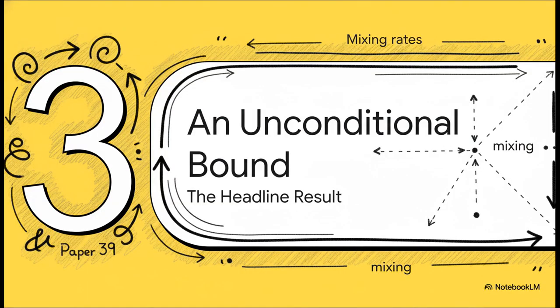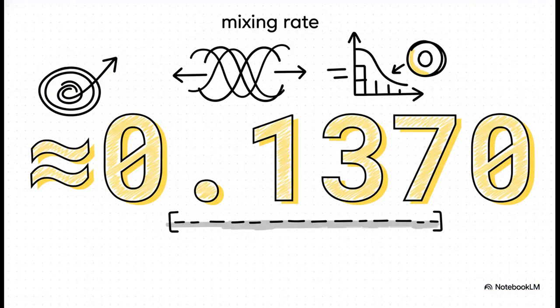And that brings us to the headline result of paper 39. This is the paper's core contribution, and it's an unconditional one, a hard, explicit, lower bound on the mixing rate. And the number is approximately 0.1370. Where does that come from? It comes directly from taking the negative log of that worst-case theta from paper 38, which was 0.8720. Theorem 3.1 is what cements this as our explicit and unconditional floor for the mixing rate exponent.